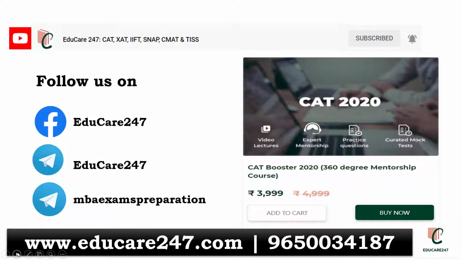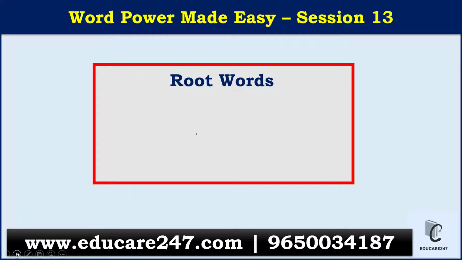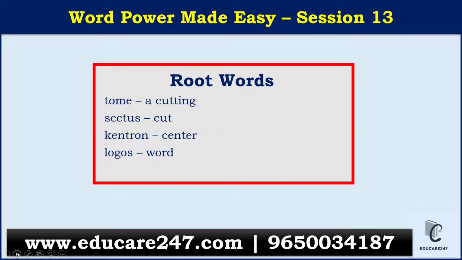So let's begin with our session on root words. First we have tome, which means a cutting. Next we have sectors, which means cut. Next is centron or even centrium, which means center. Next is logos, which means word. Next is lingua, which means tongue. Next we have philin, means to love. Next is sophos, means wise.